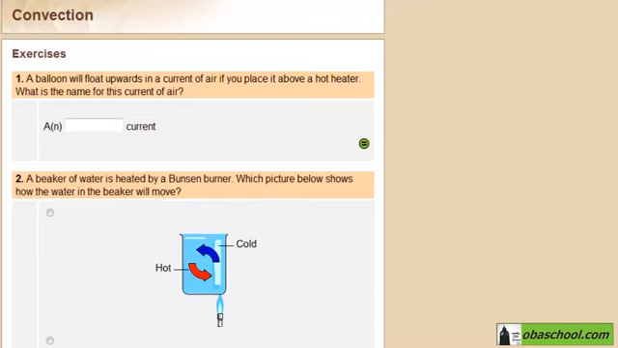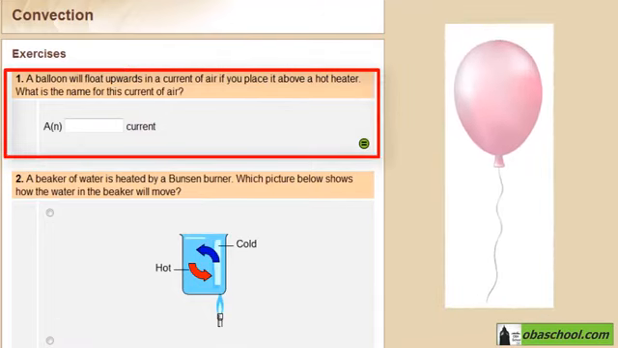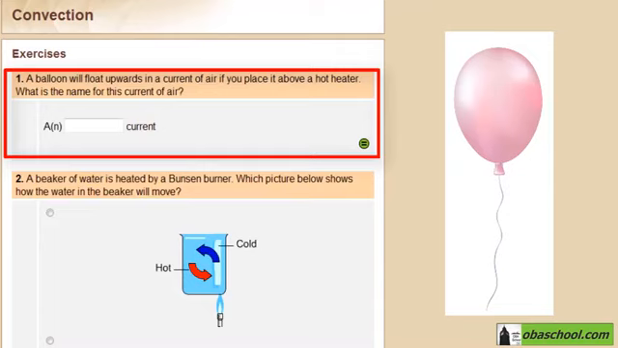Hello! In this video, we're going to solve exercises on convection. Let's start with the first exercise. A balloon will float upwards in a current of air if you place it above a hot heater. What is the name for this current of air?